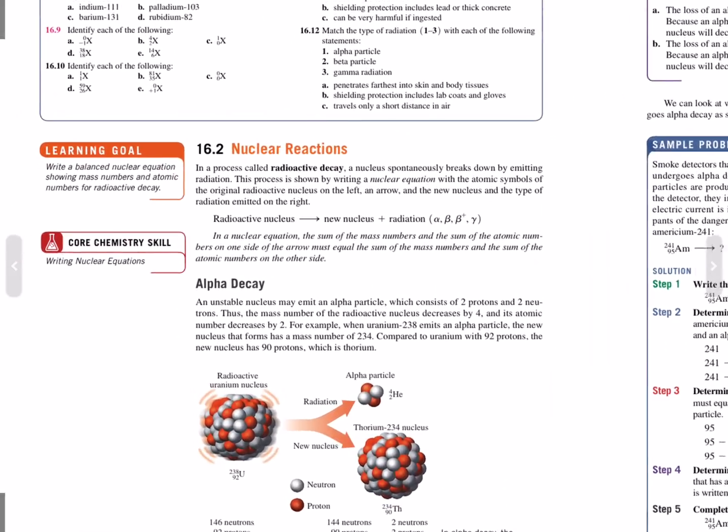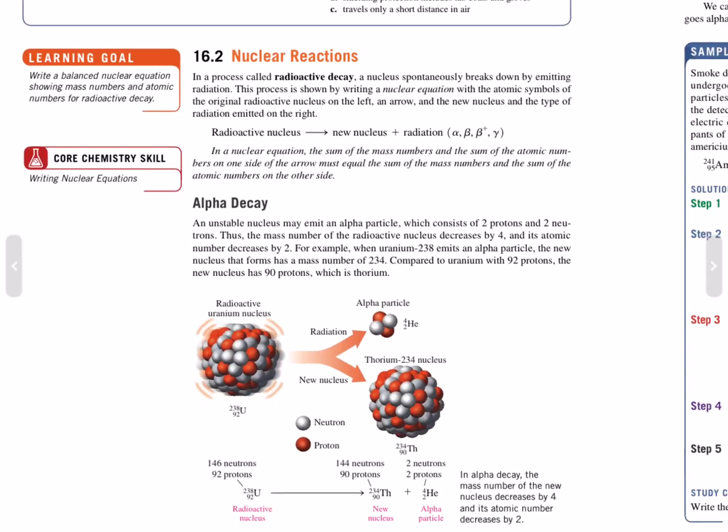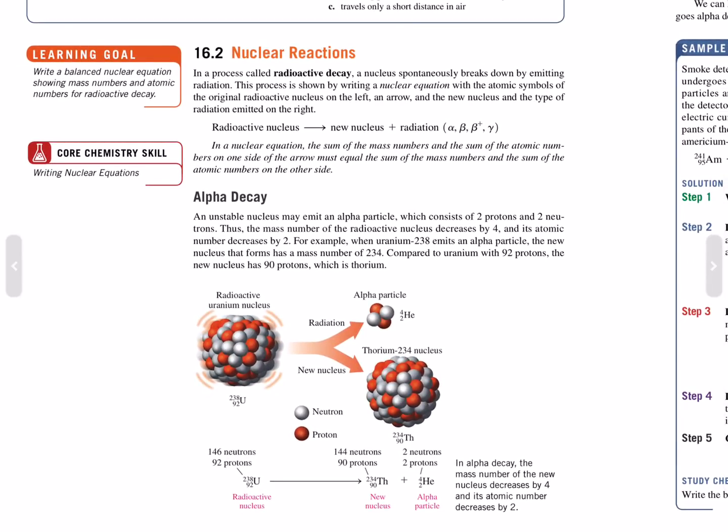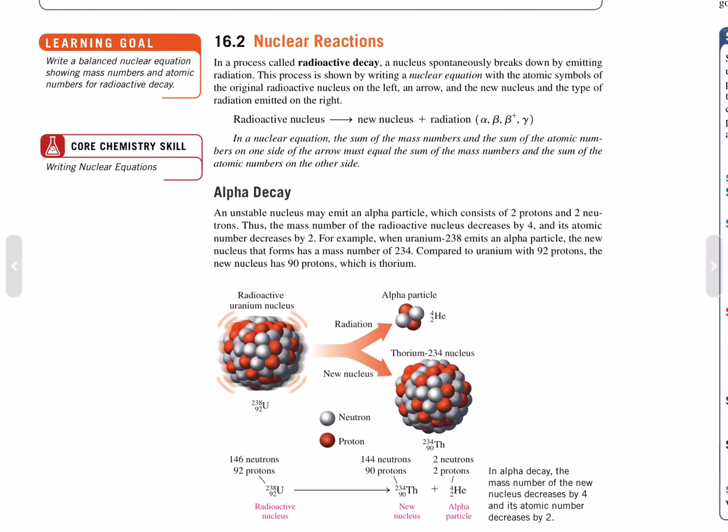Section 16.2 Nuclear Reactions. In the process called radioactive decay, a nucleus spontaneously breaks down by emitting radiation. This process is shown by writing a nuclear equation of the atomic symbols of the original radioactive nucleus on the left, an arrow, and the new nucleus and the type of radiation emitted on the right. Radioactive nucleus yields new nucleus plus radiation: alpha, beta, gamma, or beta positive.